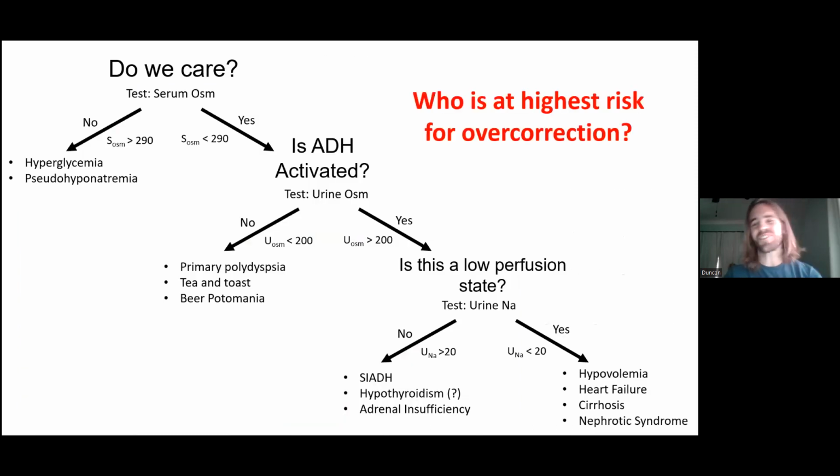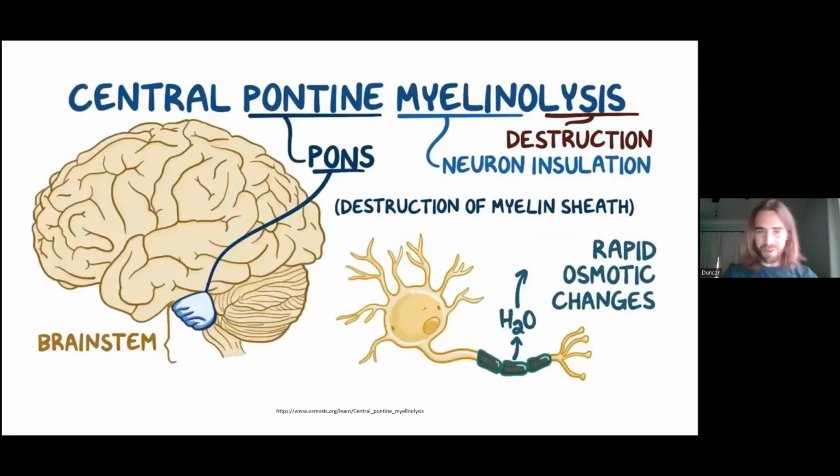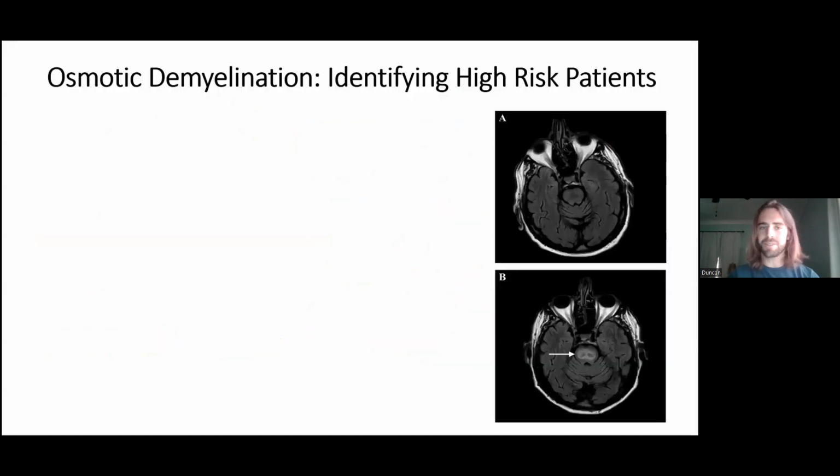Okay, and so the last thing we're going to quickly go into is who is at highest risk for overcorrection. We care about overcorrection because of central pontine myelinolysis. This is the scary thing where if someone has been hyponatremic and has had a low serum tonicity for a long time, all those brain cells are going to be swollen at baseline. And then if we rapidly correct it, all of a sudden, all that free water is going to leave the intracellular space. The neurons are going to shrink, and in particular, the myelin sheath is sensitive to this. And so this is where you get that really awful pontine myelinolysis, and you can have really awful neurological outcomes.